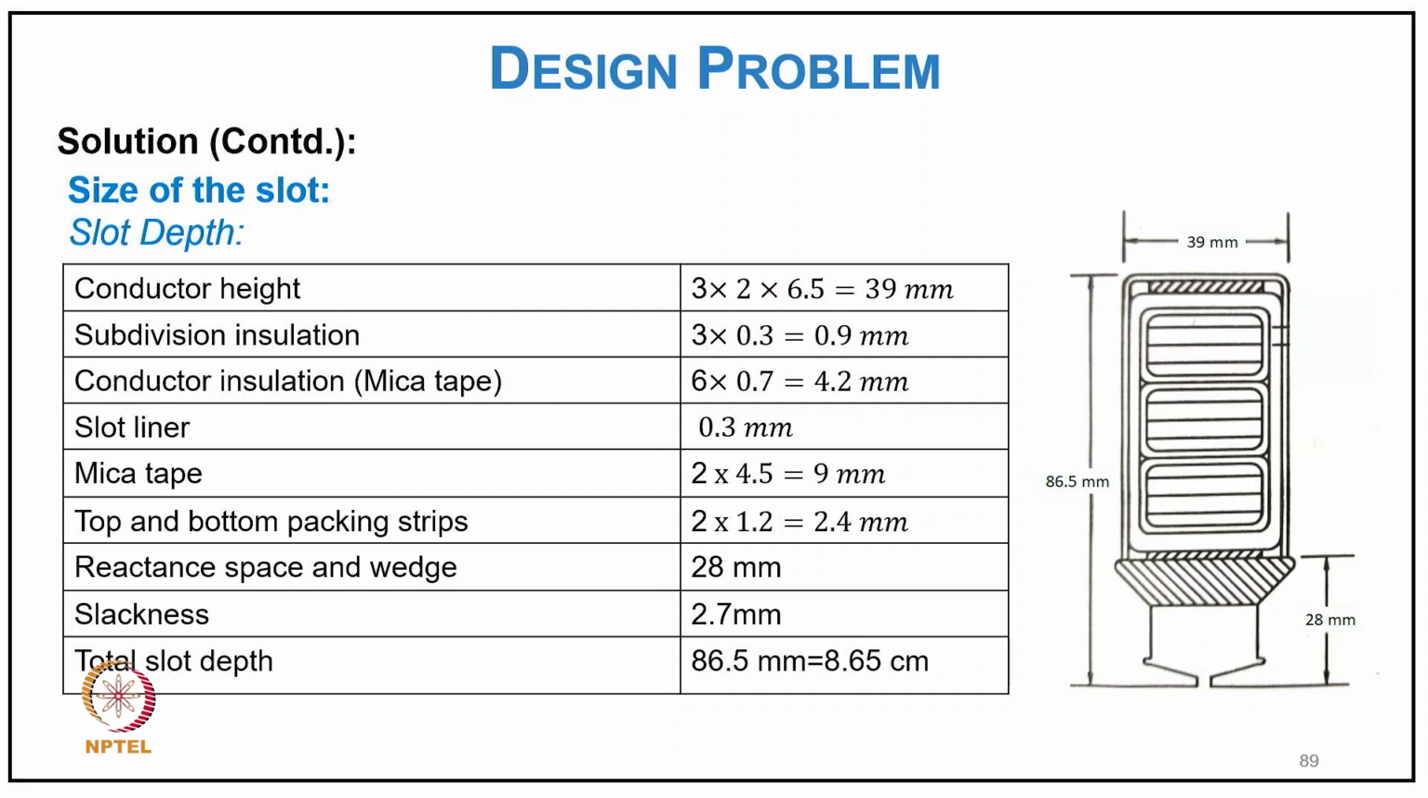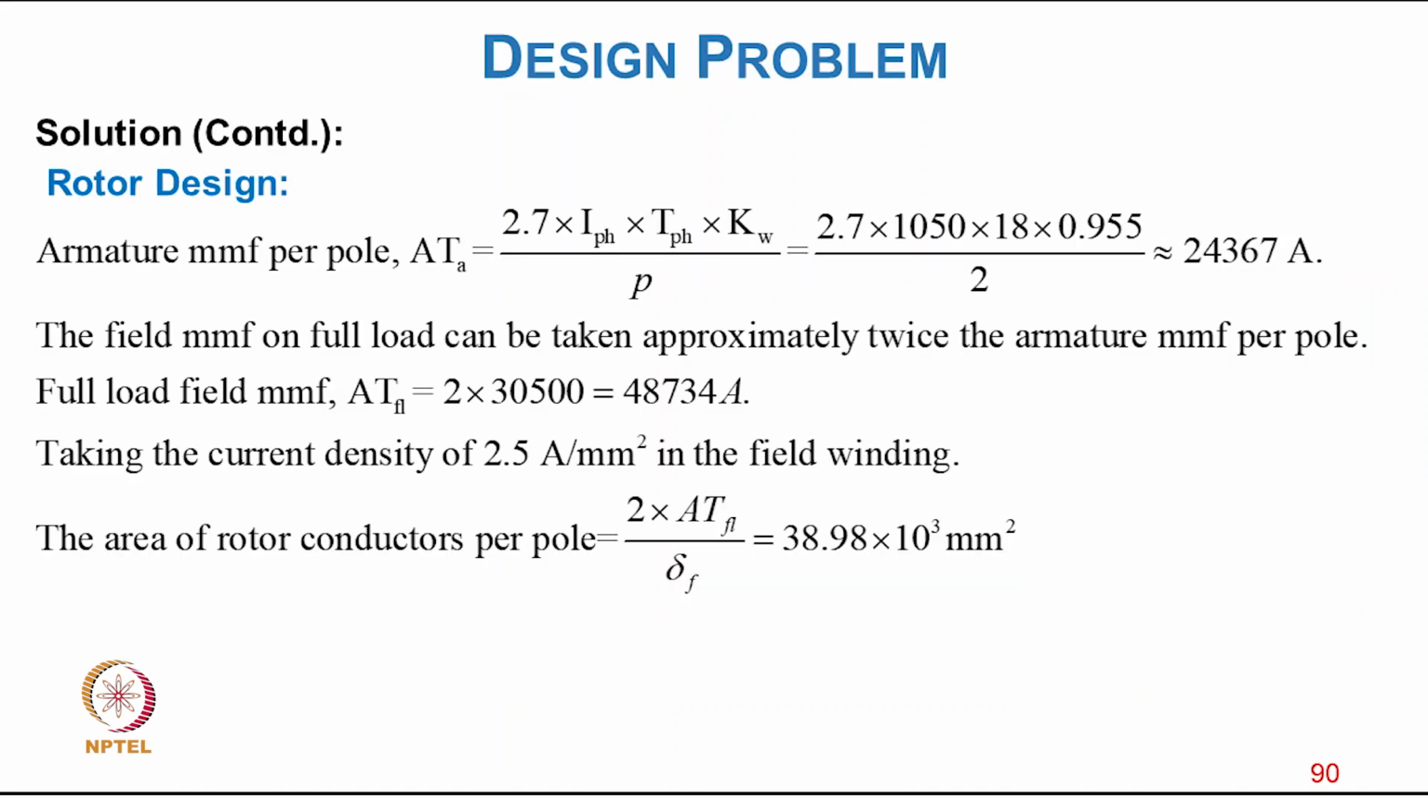Now coming to slot depth. The conductor height is 3 into 2 into 6.2, 39 millimeter, as you see typically in the figure. The conductor insulation mica, the subdivision insulation 0.9, conductor insulation 4.2, slot liner 0.3, mica tape 9 millimeter, top and bottom stretched up 2.4, reactance space is 28 millimeter, slackness 2.7, and total slot depth is around 86.5 millimeter as shown in the diagram in detail.